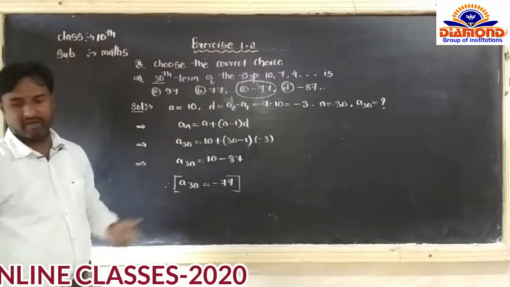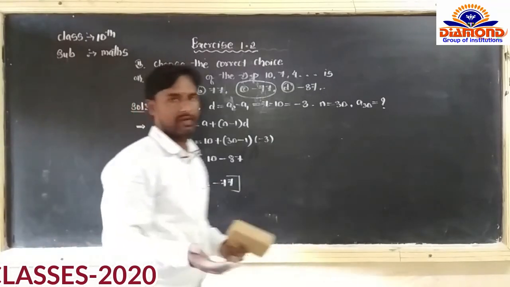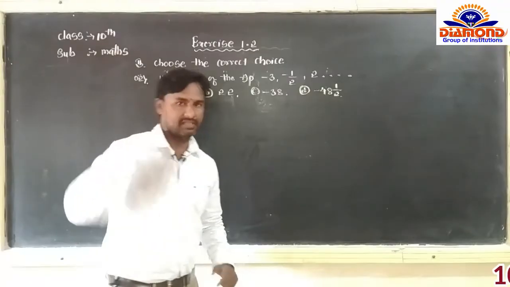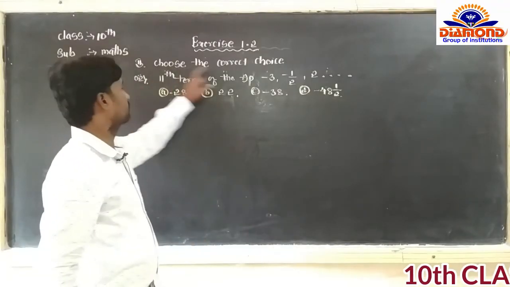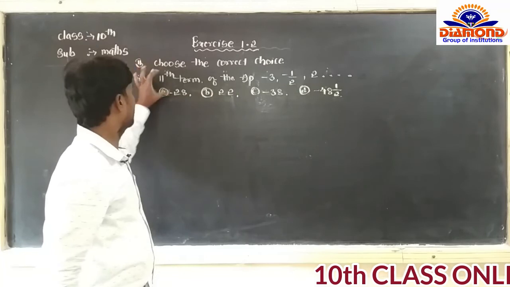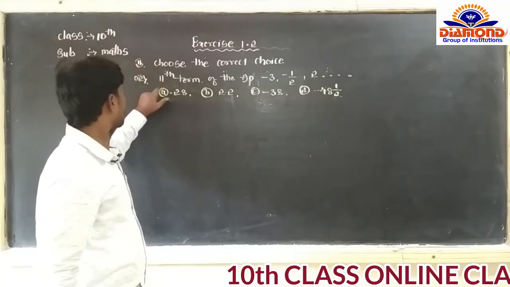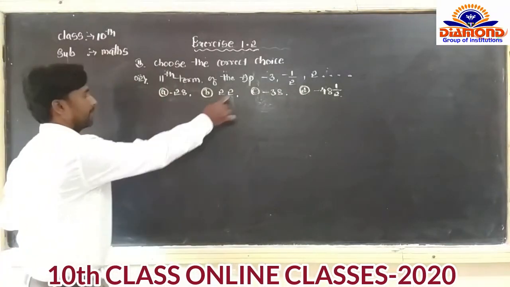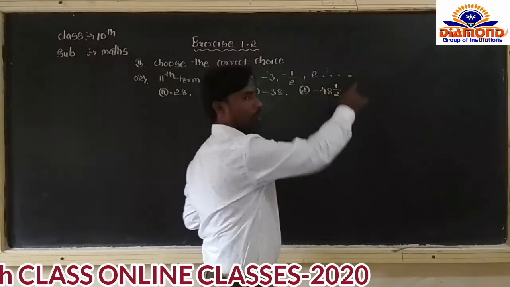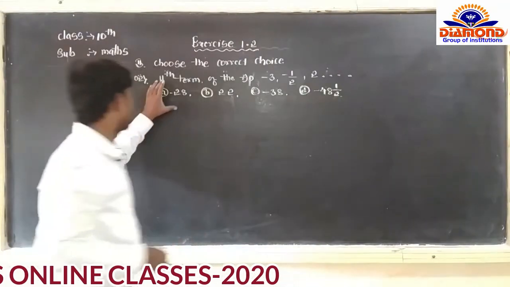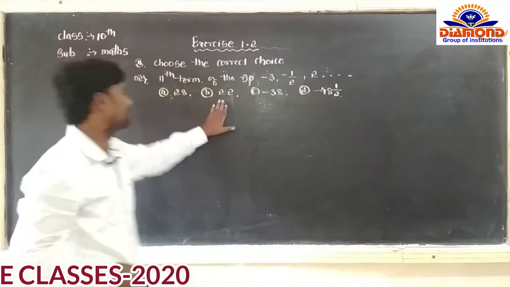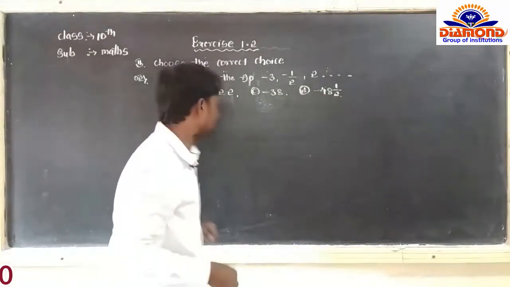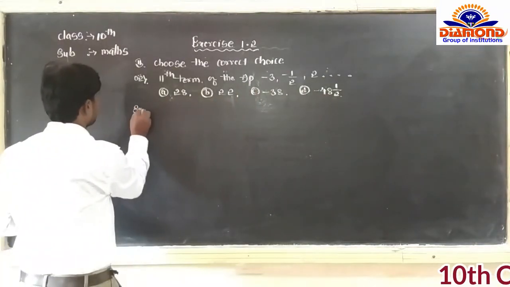So similarly, we should find the second question. Okay, let us go to the second bit, second question, dear students. Yes, dear students, second bit, choose the correct choice. In this second bit, second question we are going here. So the 11th term of the AP is given here: minus 3, minus 1 by 2, 2 and so on. The options given here are plus 28, plus 22, minus 38, minus 48 integer 1 by 2, dear students. Okay. So now look at your solution.